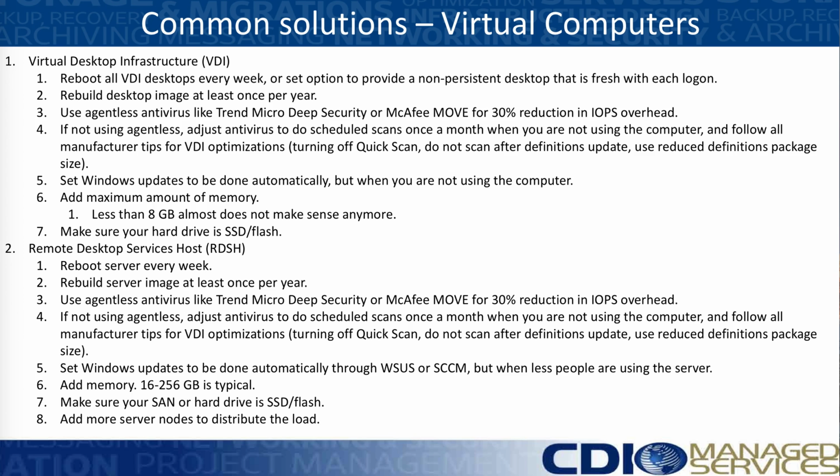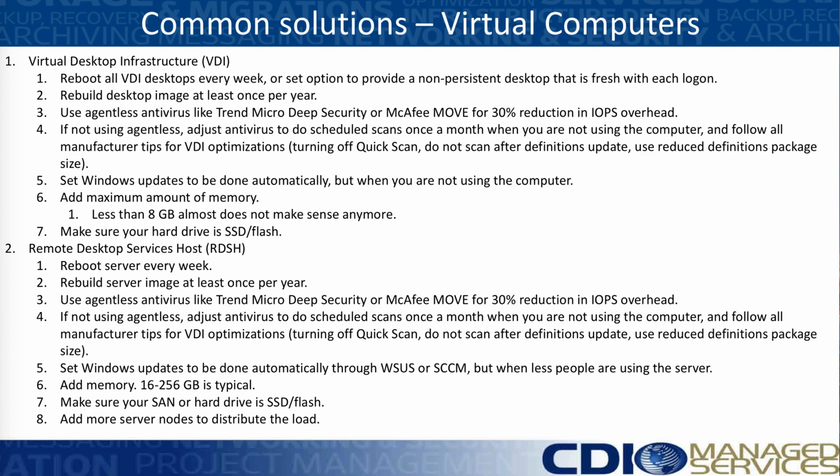So essentially, the reboot is already done for you. You also want to rebuild the desktop image at least once per year, similar to what I recommended on the physical side. You also want to use agentless antivirus, because it's going to improve the speed by 30% on the IOPS. That is a big number. So if you can help it, you need to buy either Trend Micro Deep Security or McAfee Move, or one of a number of the other agentless antiviruses out there. A lot of them offer it now. Symantec, Bitdefender, Sophos offers it now. So just go to your antivirus vendor and ask specifically for agentless for VDI. That's what you need to ask for. Trend Micro Deep Security, by the way, is the oldest and the most developed one of all.